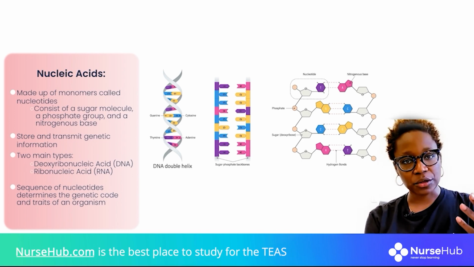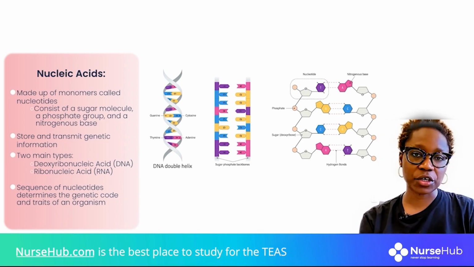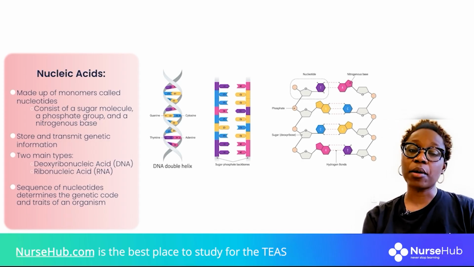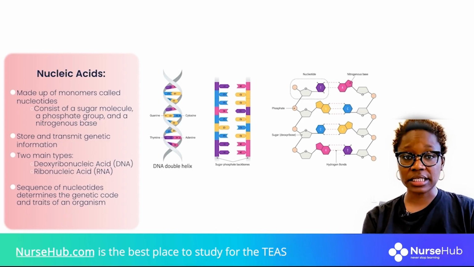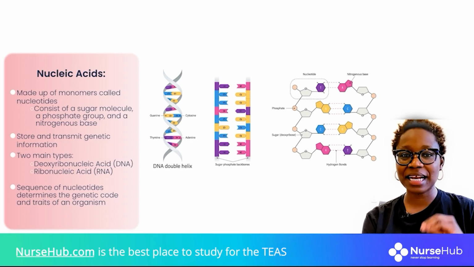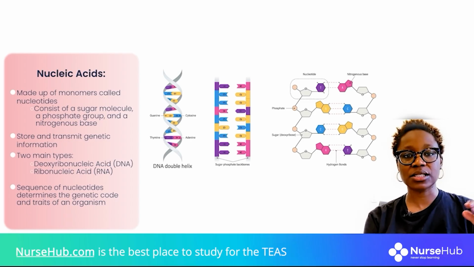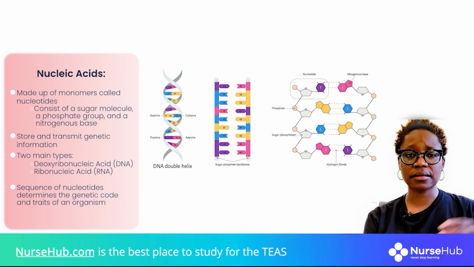The final macromolecule that you'll need to be familiar with for your TEAS exam are nucleic acids. Nucleic acids are composed of smaller units called nucleotides. These are the monomers. Each nucleotide contains a sugar molecule, a phosphate group, and a nitrogenous base. Again, this should sound familiar from our lessons on DNA and RNA.